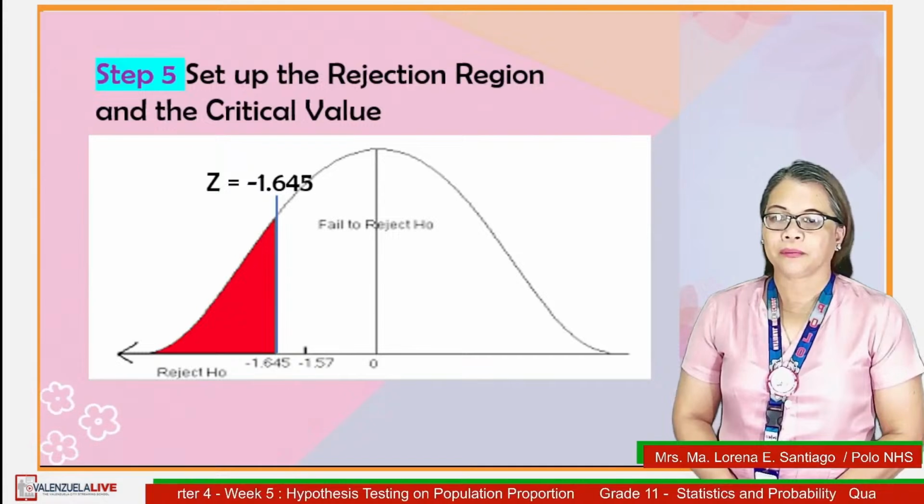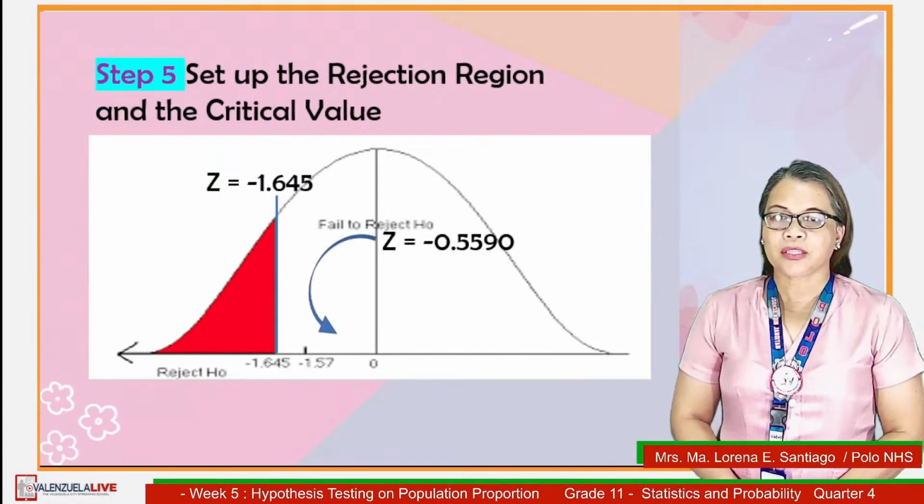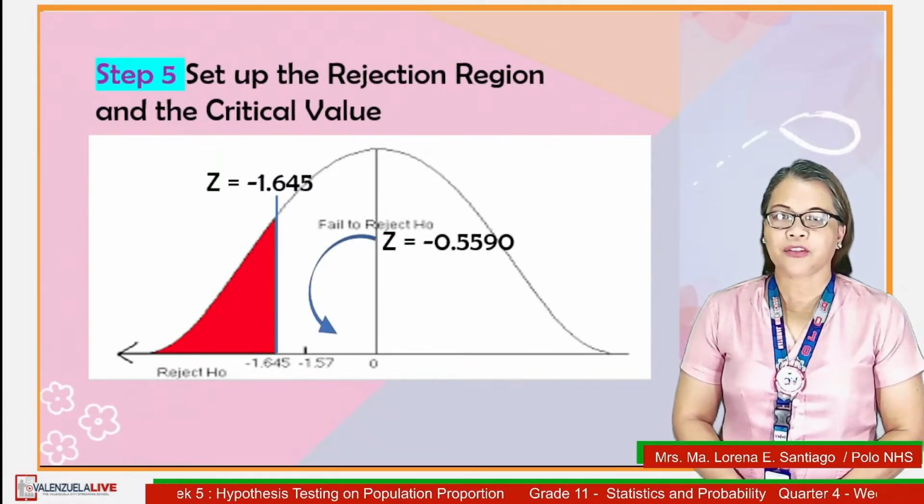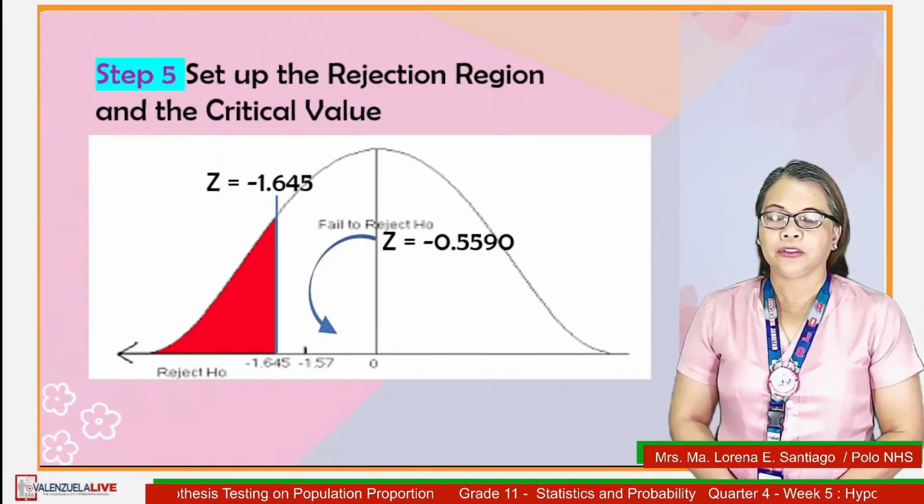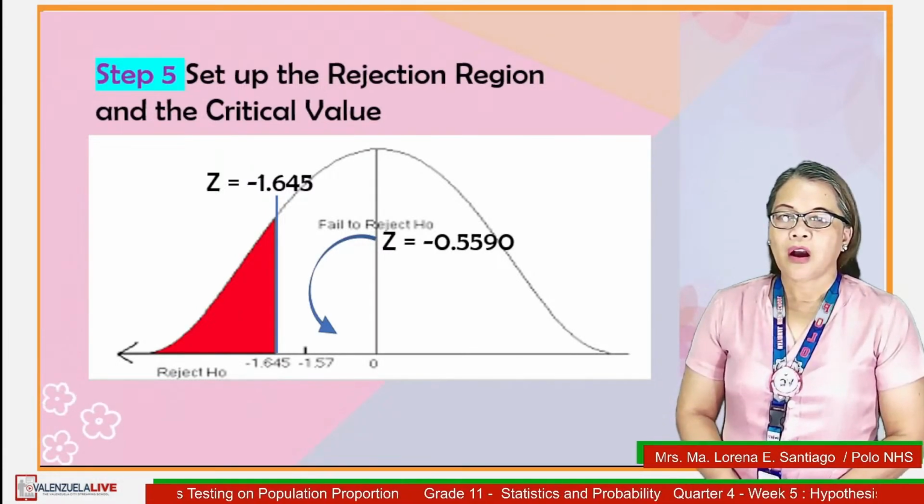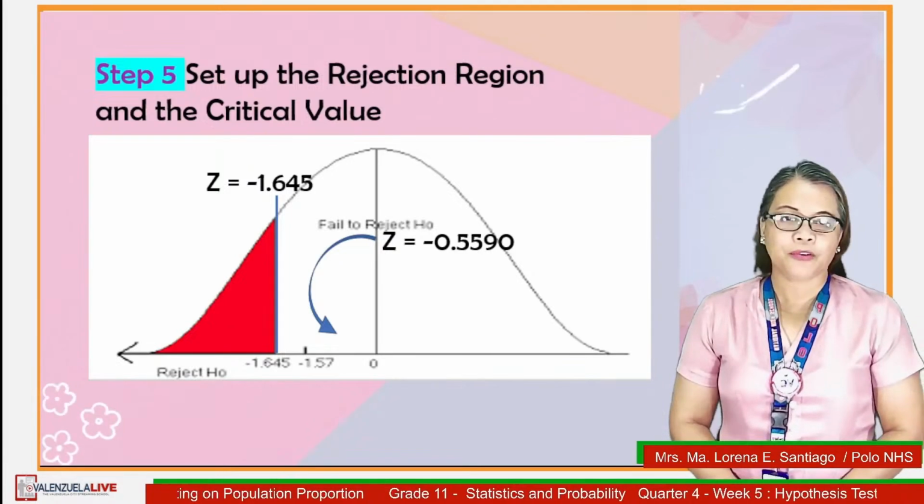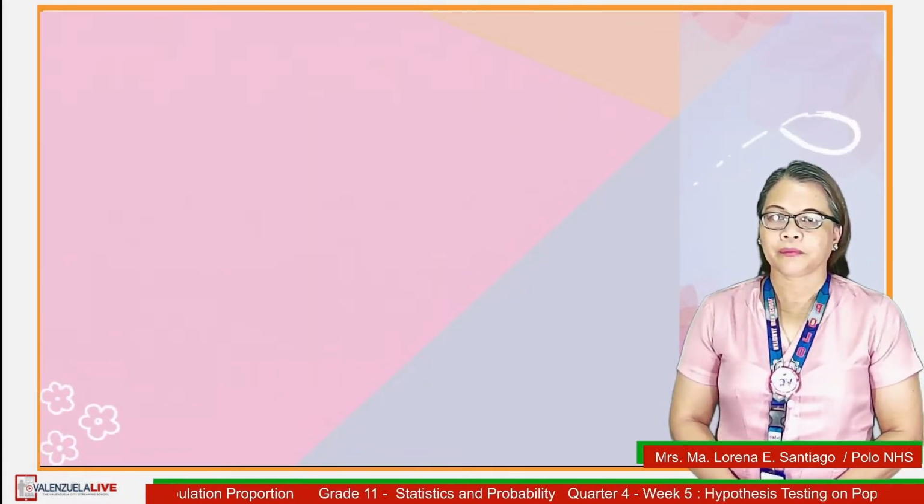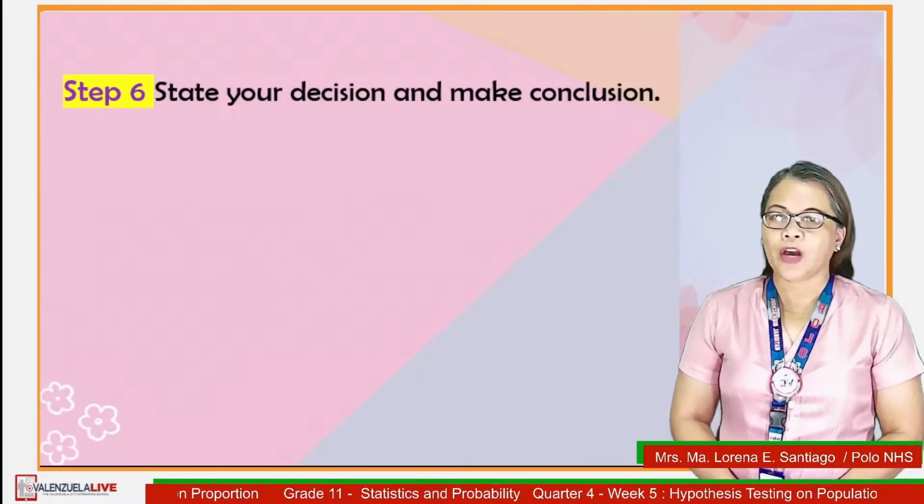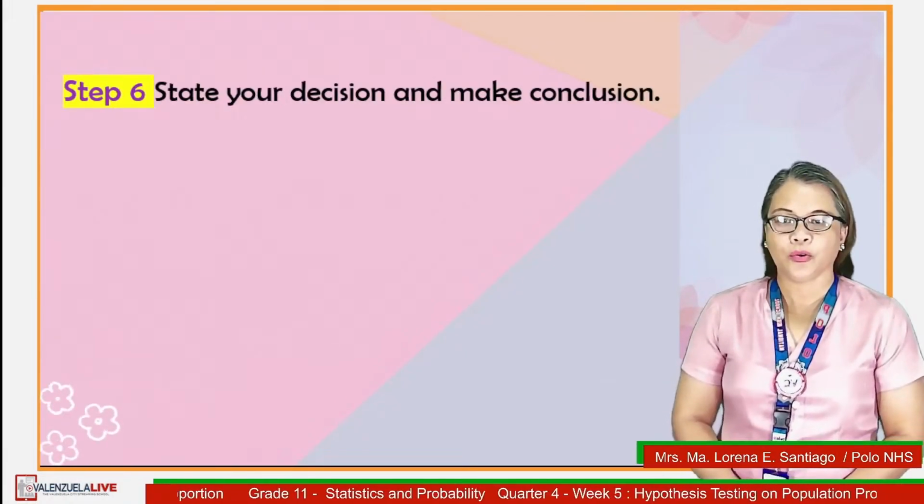And the computed z, which is equal to negative 0.5590, will be found outside the red region, which means we can now make our decision and conclusion.